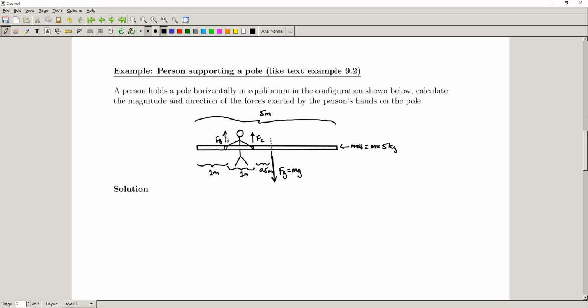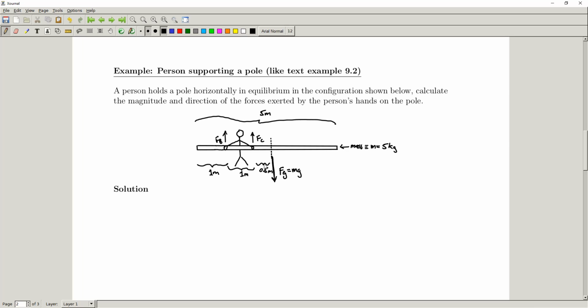And so with these distances, what do we have? So we have the pole here. We have the person's right hand 1 meter from the beginning of the pole. We have the person's left hand 1 meter from their right hand, so 2 meters from the beginning of the pole. And then an additional ½ meter from that, we have the center of mass of the pole, which is where we're looking at our force of gravity acting downward, right?